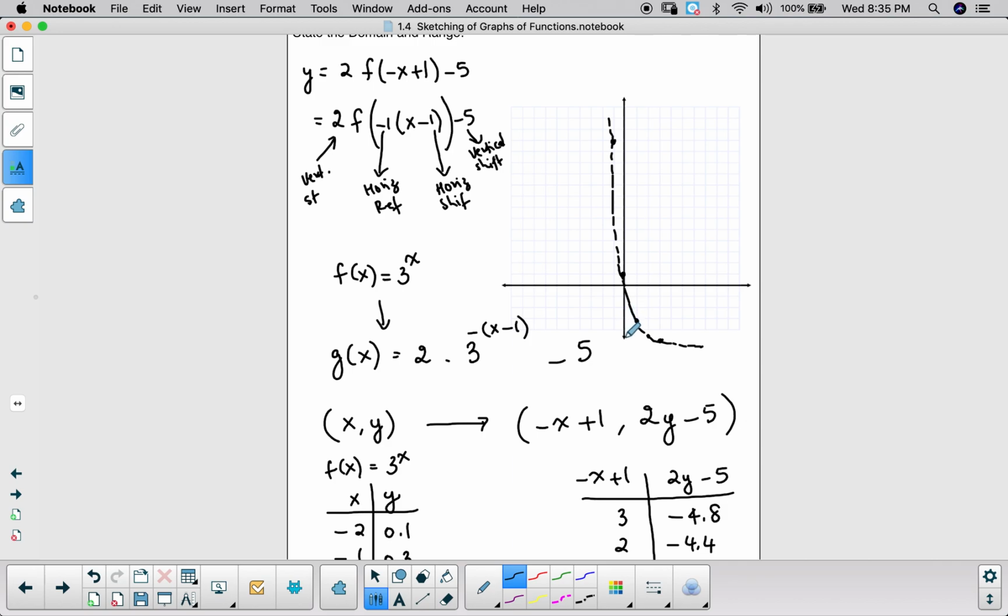So 1, 2, 3, 4. Let's say this is 5. We'll draw a line to show this is our graph, and this is y equals 5, and that is the asymptote. Okay, y equals -5, not y equals 5, y equals -5. So that's the graph of the function.